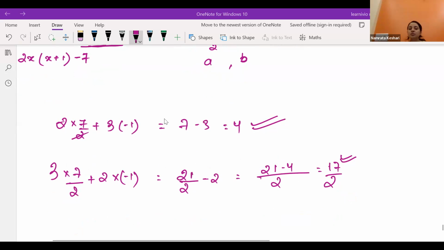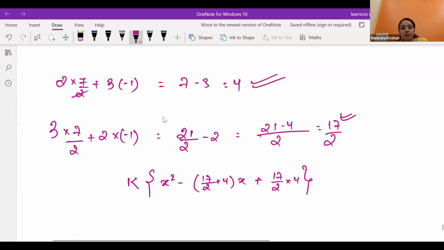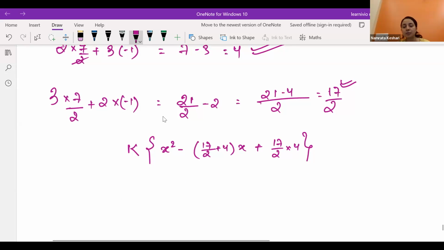So these are the two zeros and we have to frame the polynomial. So the polynomial will look like this: k x square minus sum of the zeros into x plus product of the zeros. This is our required polynomial where k is any real number.